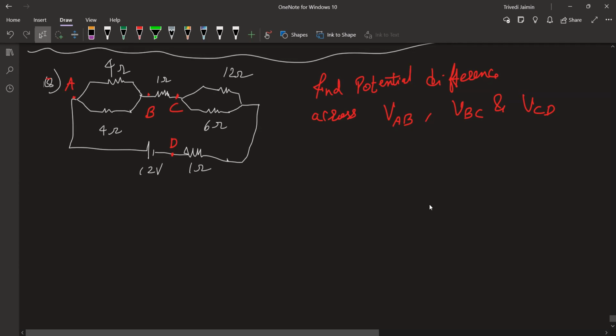Sharanya, what you got, this 8, right? So how did you solve this, the third one, VCD? Sir, at C it is 1.5 and at D it is 9.5. So if we subtract, we'll get 8, sir. But why did you subtract?